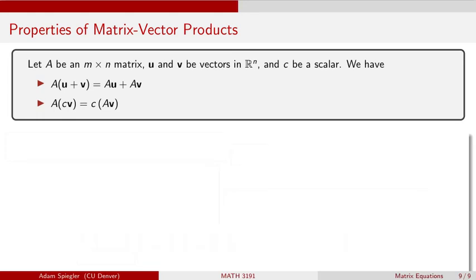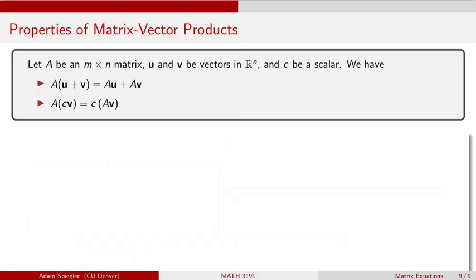Okay, so we will wrap up this series of videos dealing with matrix vector products by specifying a couple of key properties that a matrix vector product satisfies. If A is an m by n matrix, we have m rows and n columns in matrix A, and we have vectors u and v that are in Rn, and c is denoting a scalar.